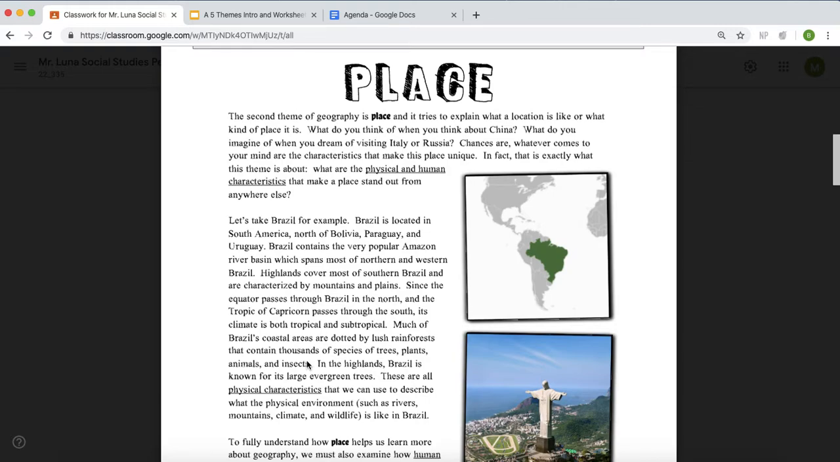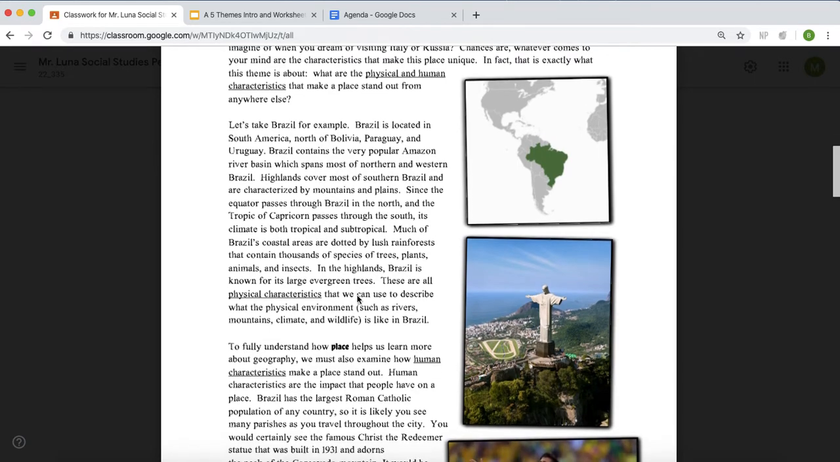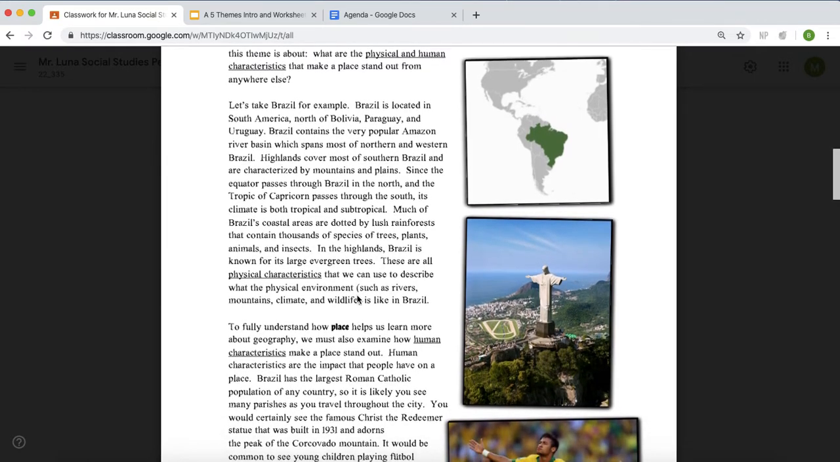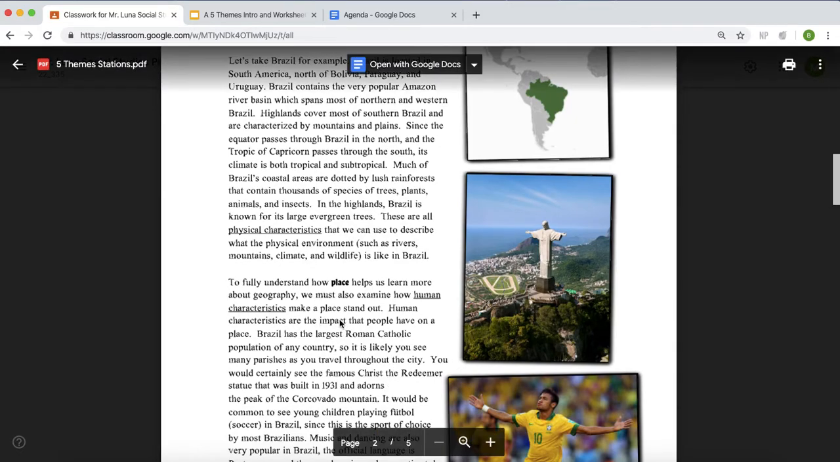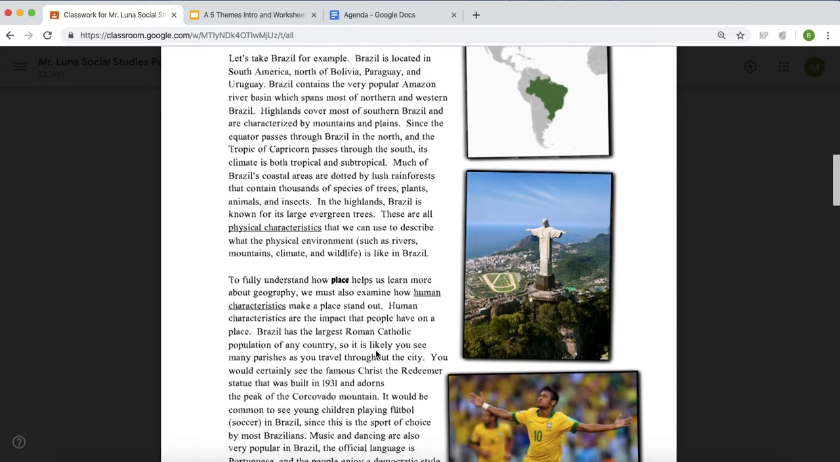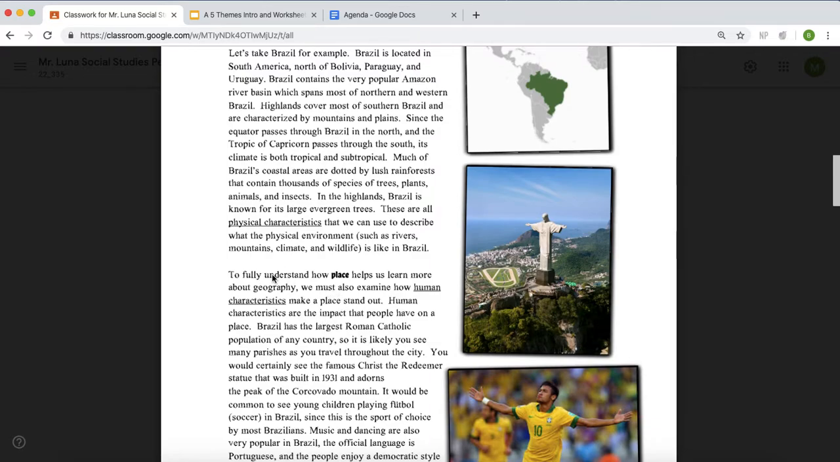All right. So if there's a body of water right next to it, the kind of vegetation, the kind of plant, the kind of forest, the kind of animals, the kind of soil, that will be describing a physical characteristic. Okay. Now, if we're talking about human characteristics, it's more as to what is going on with the humans there. Okay, such as the example given here in this paper is the example of Brazil. To understand how place helps us learn more about geography, we must also examine how human characteristics make a place stand out. Human characteristics are the impact that people have on a place.